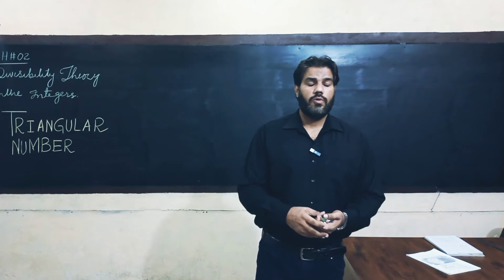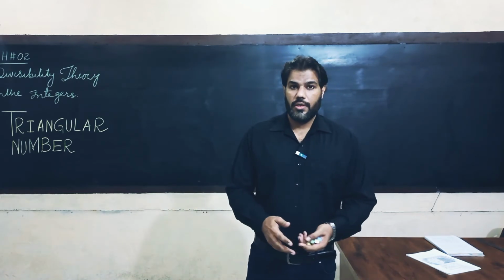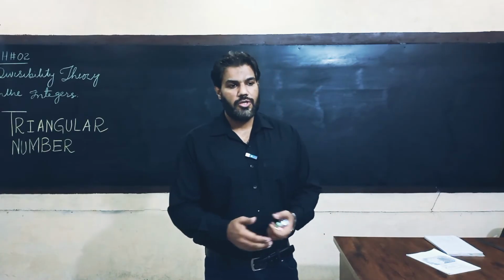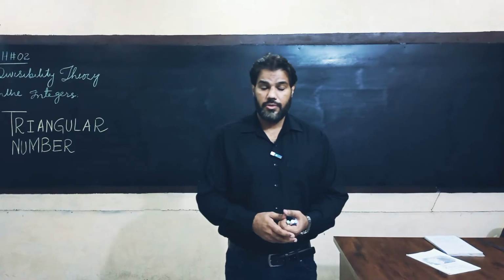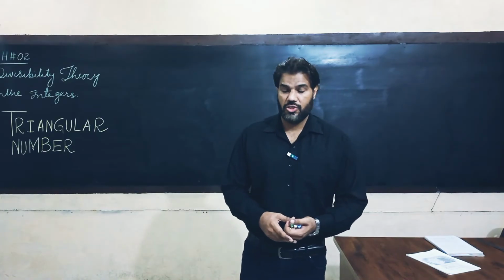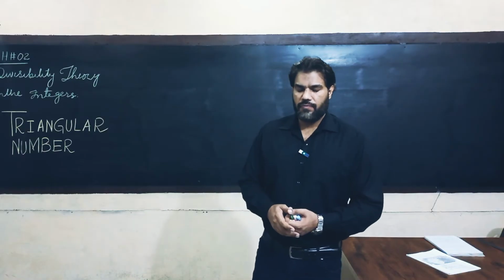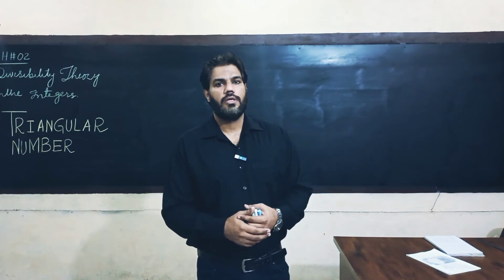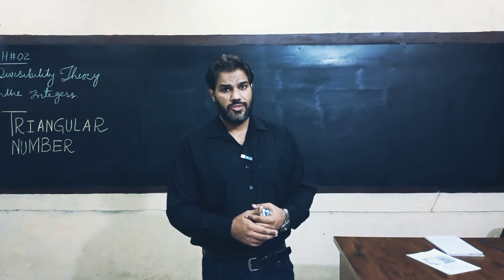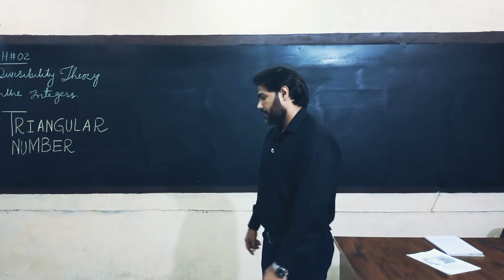The first two pages of this chapter are the literature review and some historical background of number theory. If you have interest in reading, you can read those pages by yourself. So the first exercise, problem 2.1, consists of 11 questions. The first 9 questions are related to triangular numbers.